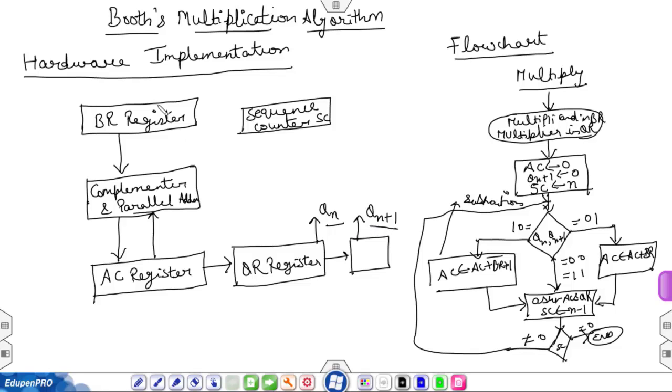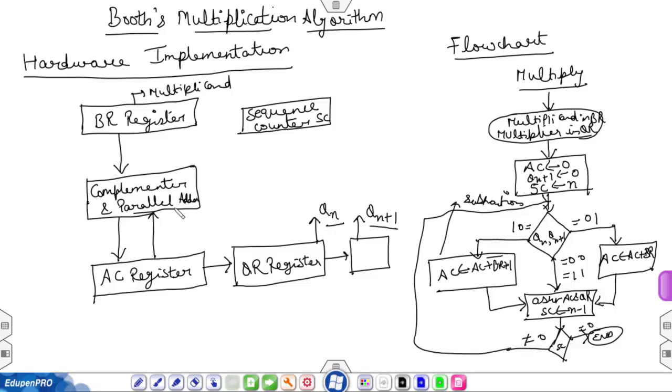We discuss the hardware implementation. So what is in the hardware implementation of Booth multiplication algorithm? Here it is a BR register. The BR register is holding the sign and magnitude both of the multiplicand. So the BR register is storing the multiplicand.